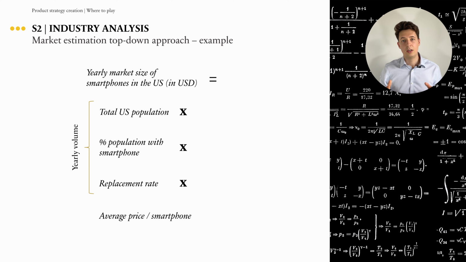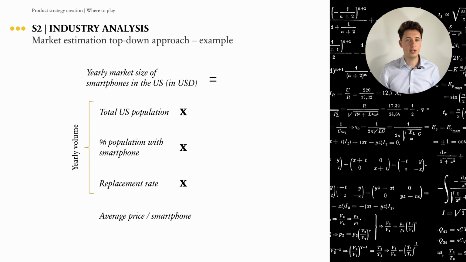Let's first look at the top-down approach. Here you want to write out your formula on how you want to compute the size of the market. This makes calculations easier, as you then just have to fill in the missing numbers. Say, for instance, you want to compute the annual market size of smartphones in the US expressed in US dollars.